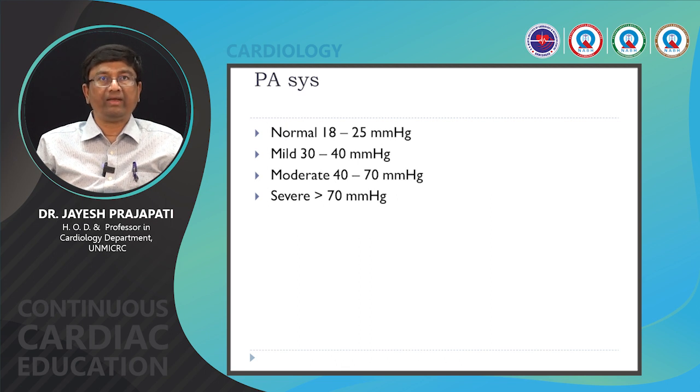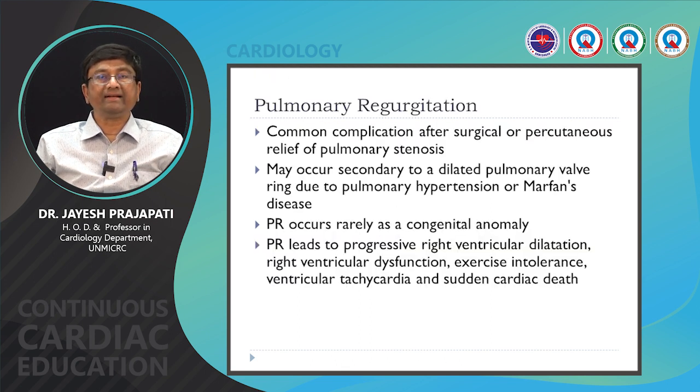PA systolic pressure, normal is 18 to 25, 30 to 40 is mild, moderate is 40 to 70, more than 75 is severe. Pulmonary regurgitation: sometimes we are not able to see the TR jet and the patient seems to be severe, particularly in cases of Eisenmenger with a normal RV, not much TR, but there is a PR.